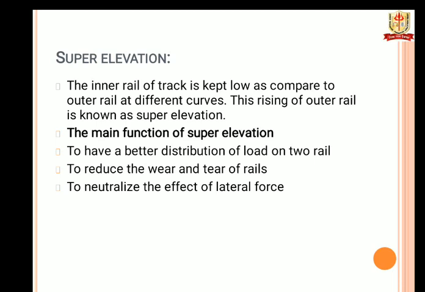Super elevation. The inner rail of the track is kept low as compared to the outer rail on a curve. This raising of the outer rail is known as super elevation. To counteract the effect of centrifugal force, the level of the outer rail is raised above the inner rail by a certain amount. The term cant is frequently used for super elevation, but cant should be used to represent the angle of transverse slope. So the main functions of super elevation are the following: to have a better distribution of load on the two rails, to reduce the wear and tear of rails, and to neutralize the effect of the lateral force.